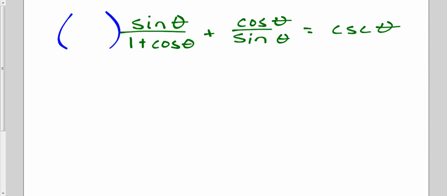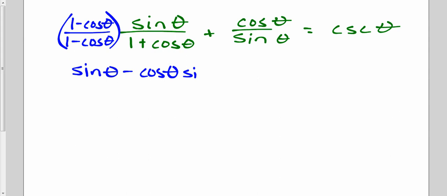All right, so here's what I'm going to do. Instead of making my denominators the same in the first step, I'm going to make them the same in 2 steps. The first step is to multiply this side by 1 minus cosine theta over 1 minus cosine theta. You might be asking yourself, Mr. Coach, why in the heck would you do that? I will show you in a second. So my numerator becomes sine theta minus cosine theta sine theta.